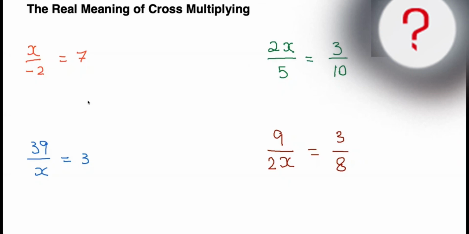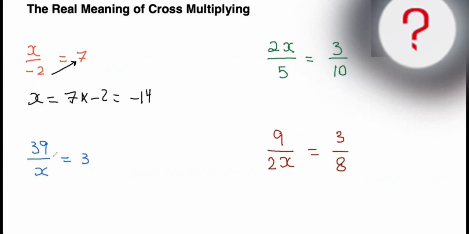So here, let's look at this. What do I want to isolate? Which variable do I want to have by itself? It's the x. Where is the -2? The -2 is on the bottom. Now, if it wants to cross to the other side of the equal sign, it goes to the top. All you need to do is just cross multiply the -2. It's on the bottom, it goes to the top. So it becomes x equals 7 times -2, which is -14.